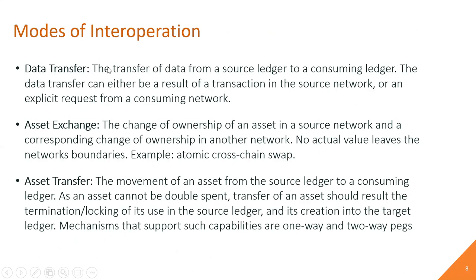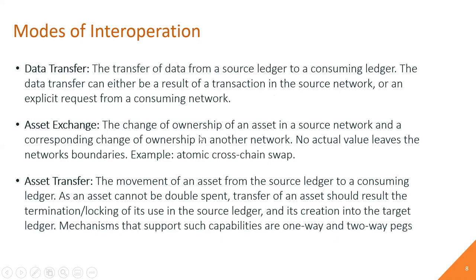There's data transfer, where there's some data item or some information that's recorded in a source ledger or source network that a consuming ledger or a destination network needs to use to drive its workflow. And so what we need is to be able to build a mechanism whereby a network can transfer data to another network along with some assurance that the data is valid. And the receiving network must be able to verify that assurance as well.